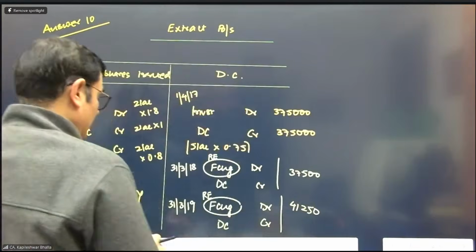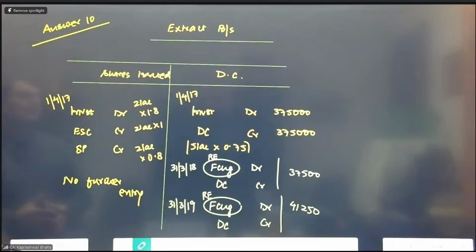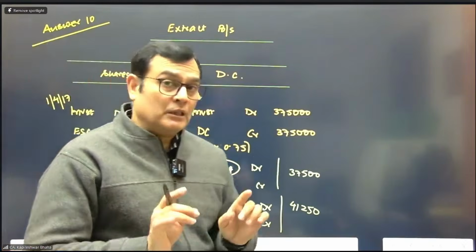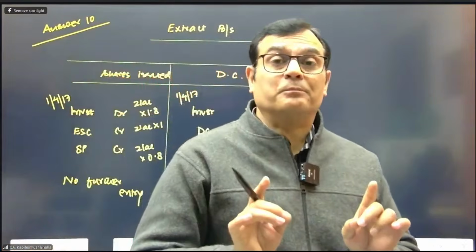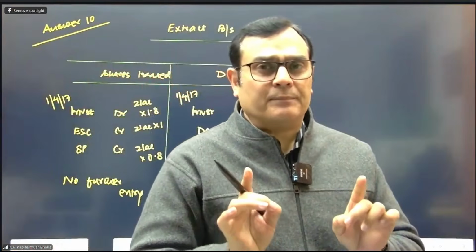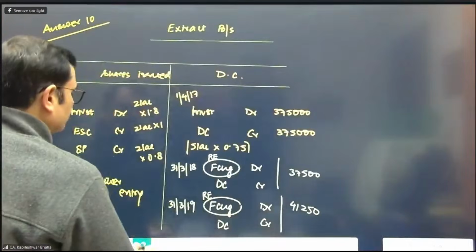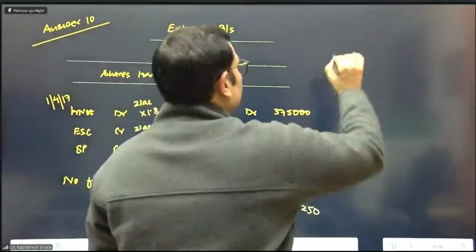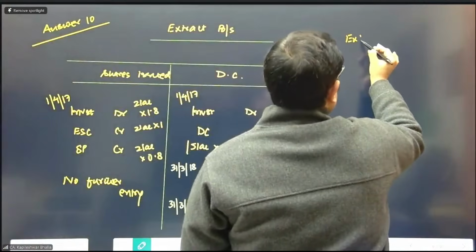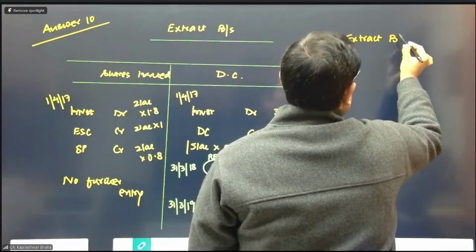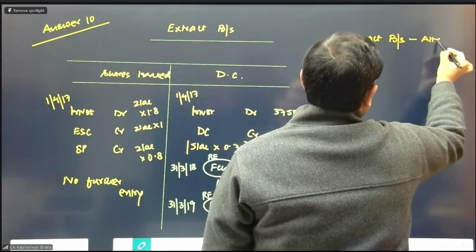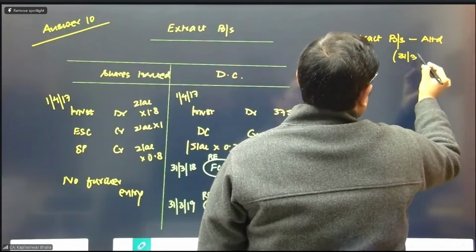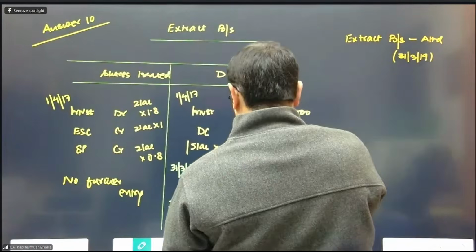So it'll be on the cumulative amount 41,250. Okay, so this would have been the status of the entries had we recorded the deferred consideration. Now with these entries, we are in a comfortable position to draft the extract balance sheet of the parent indicating the changes in the balance sheet. So let's make the extract balance sheet now. We are going to make the extract balance sheet of A Limited on 31st March 19, indicating the changes.